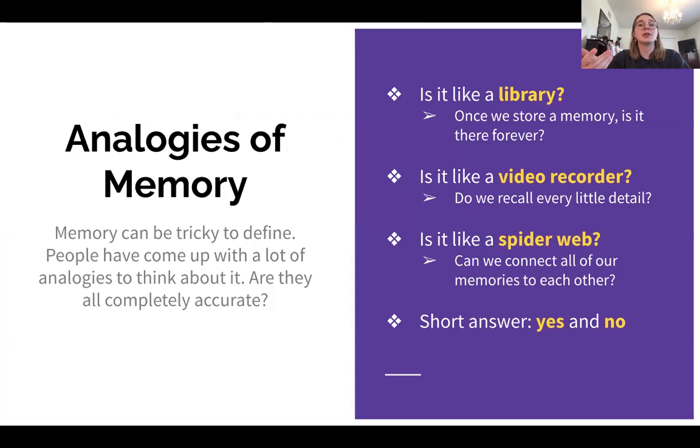People also like to compare memory to a video recorder, where we're just constantly collecting every little detail. But I think we all know we don't remember every little detail, so how does this analogy work? People also like to compare memory to a spider web, where all of our memories are connected to each other, and we're constantly building up this web. But we also have to ask, how do we connect these memories to each other, and is it always completely accurate? The short answer to these questions is yes and no, and the long answer is the rest of this presentation. So now we're going to go ahead and hand it off to Lisa, who's going to tell us a little bit about different types of memory.